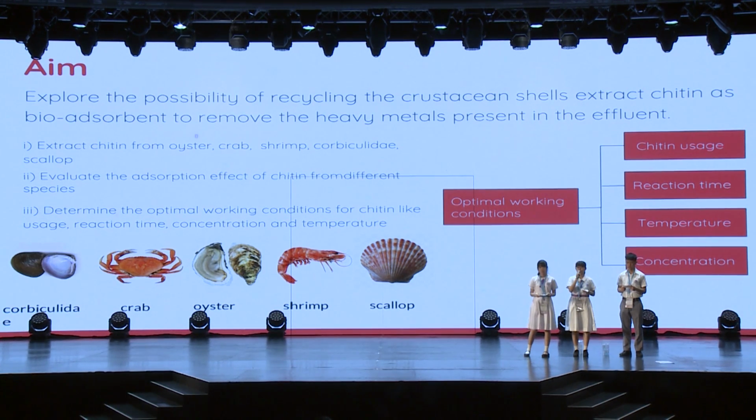Our project explores the possibility of recycling crustacean shells and using chitin as a bio-adsorbent to remove the heavy metals present in the effluent. Chitin is widely present in the shells of crustaceans, like crab, lobster, and shrimp. The annual turnover is in the range of 1 billion to 10 billion tons, making chitin one of the most abundant biopolymers. It has strong affinity for metal ions due to the lone pair electrons in the OH and NH groups.